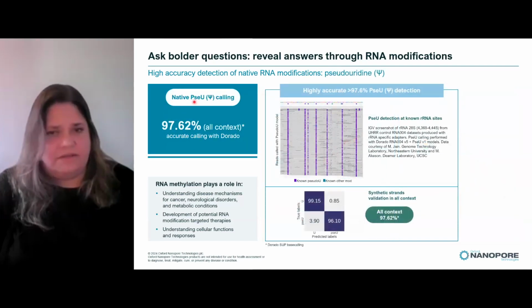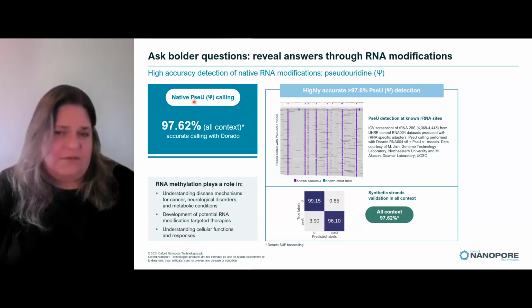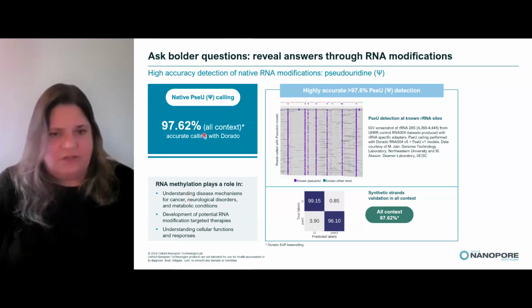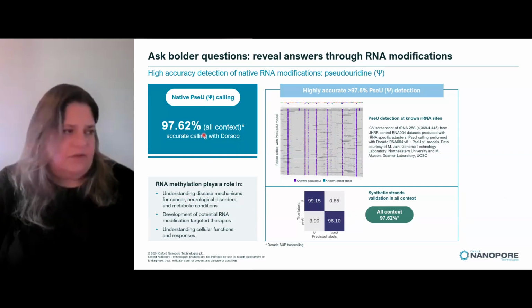And excuse me, also we have a native pseudouridine model. Again, this is another one that's very interesting to most RNA biologists. So this is again modification of uridine, and so we've got pseudouridine. These are also available in Dorado. The m6A modified base callers are available in Dorado, and that's 0.70.